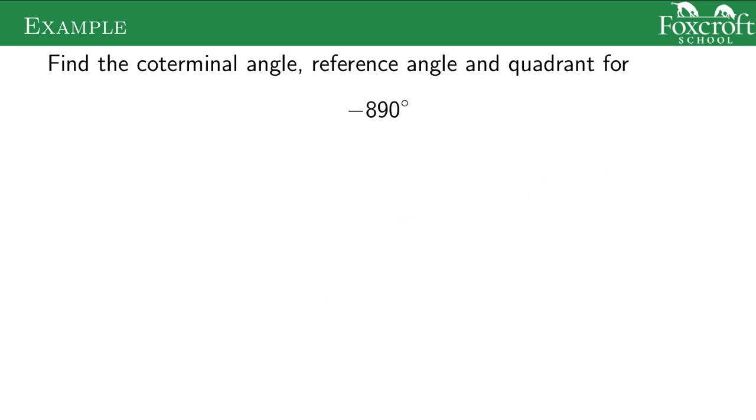We're going to do the same thing here for negative 890. With the negative angles, we're going to add 360 because we want to get to a positive angle. So I'm going to start at negative 890 and add 360 to it. That's negative 530. Still not positive, so I'm going to add another 360 to it. That's negative 170. Still not positive, so I'm going to add another 360 to it. And I get 190. So finally, 190 is the coterminal angle.